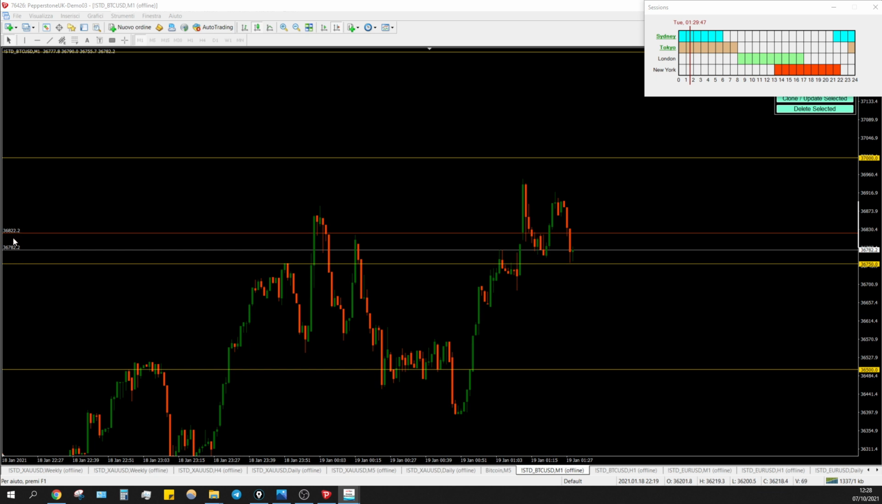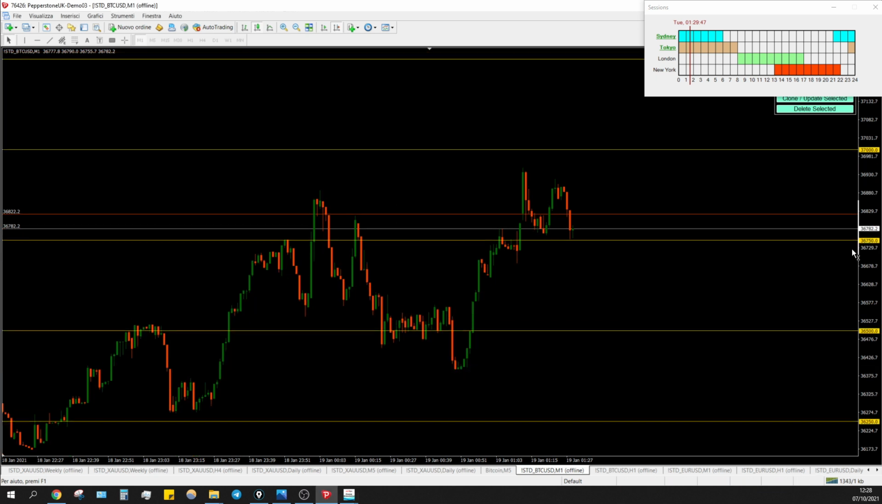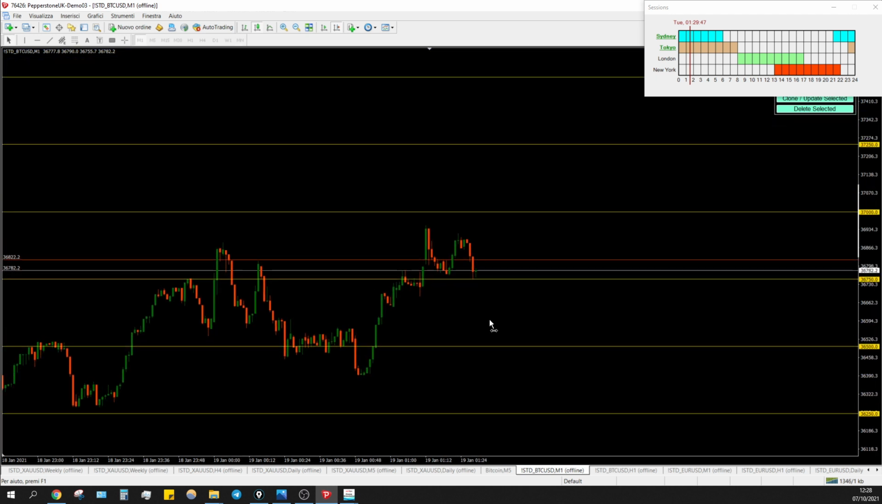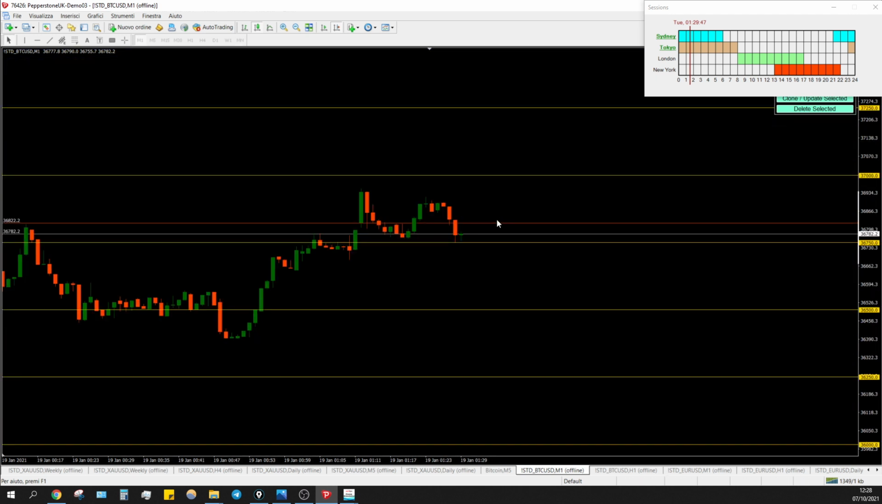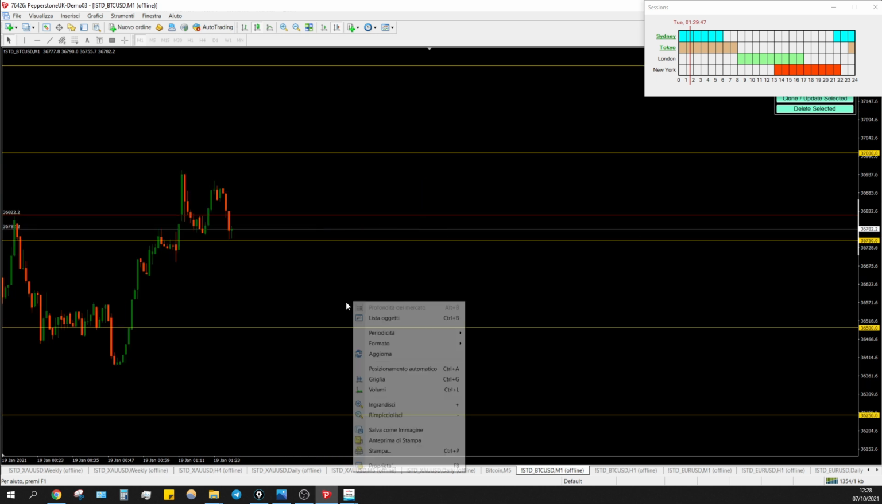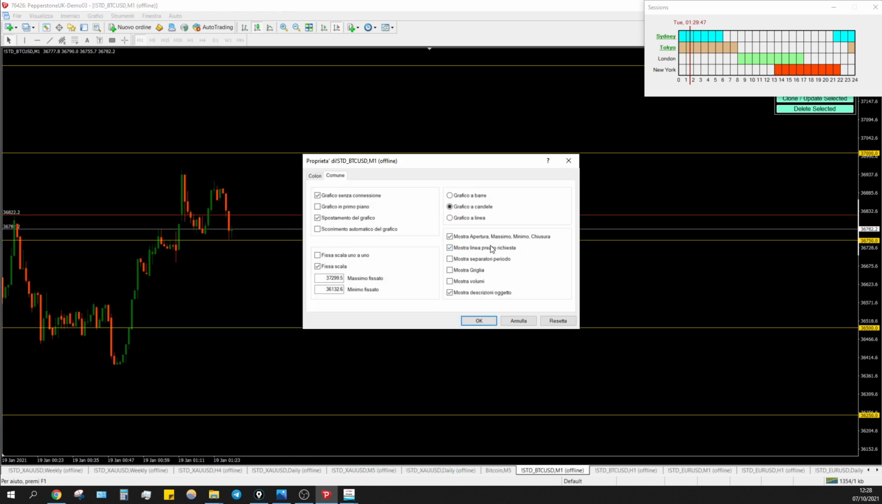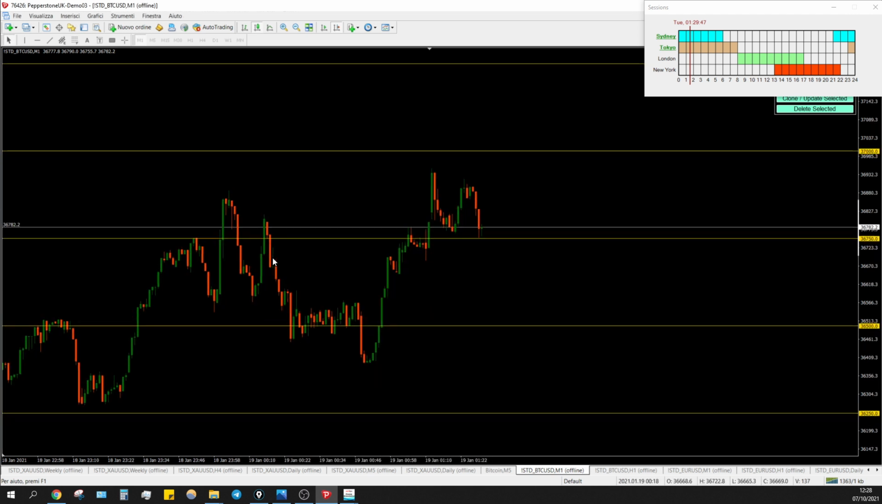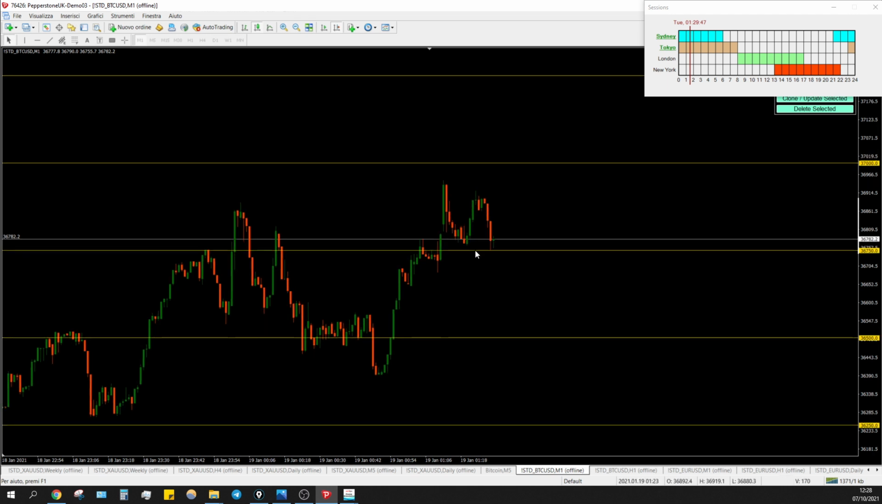Four pips is very huge, I gotta say, on the 1 minute. In real time it is not 4 pips all the time. I just wanted to put it like this. Actually, I don't want to see it. In real time it is like 1, 2, 3, maximum 3.